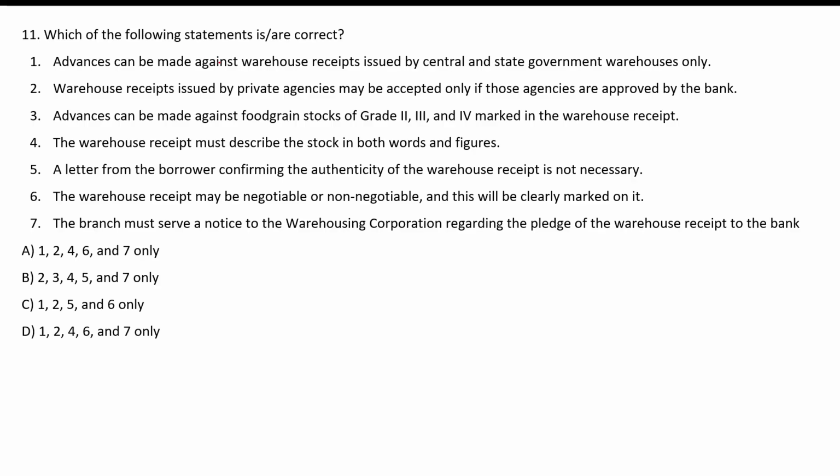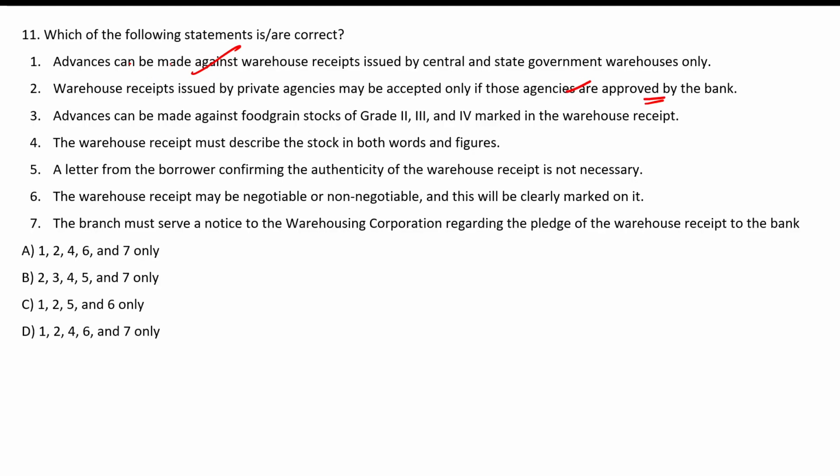Which of the following statements is or are correct? Advances can be made against warehouse receipt issued by central and state government warehouse only. So advances can be made against these warehouses, but again, private warehouses we don't accept generally. So as a matter of rule, advances can be made against warehouse receipts of government. So this is correct. Warehouse receipt issued by private agency may be accepted only if those agencies are approved by bank. So this is also correct.